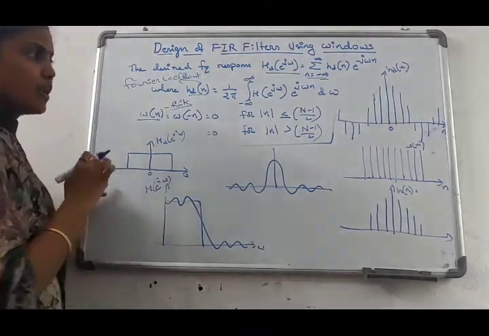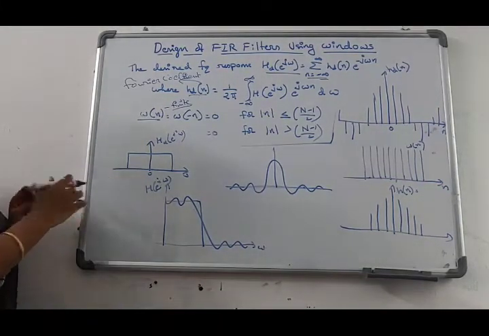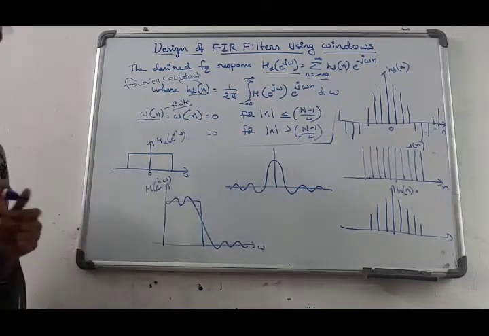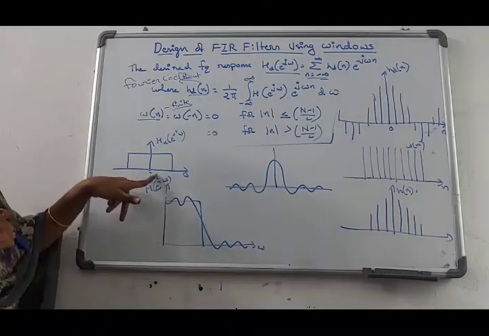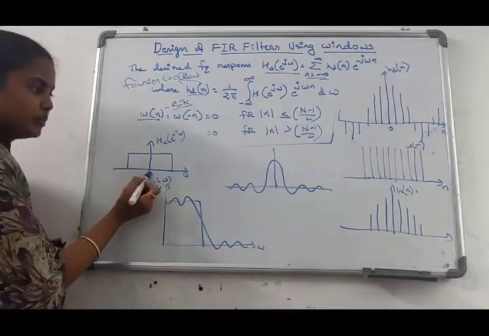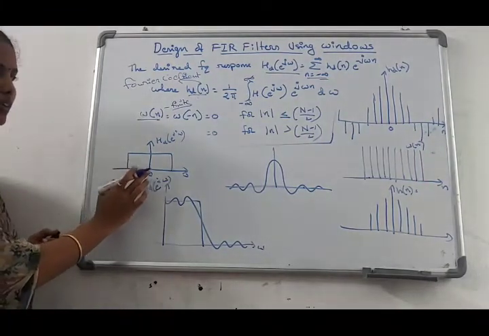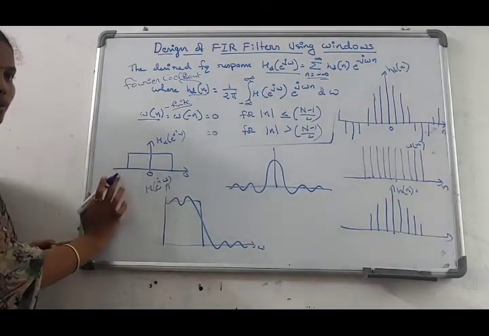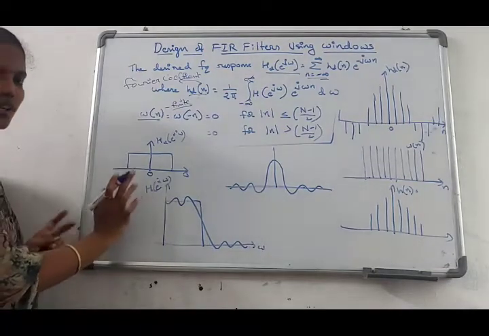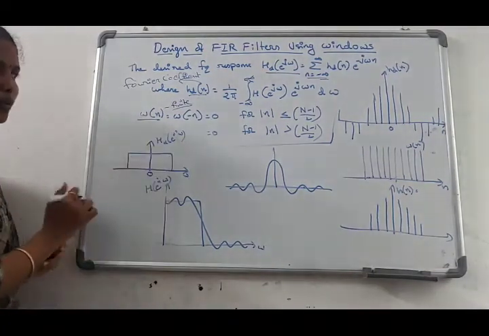First, let us take a rectangular window. So the first window is a rectangular window. I am taking one example. This is a rectangular pulse, not a window, which is represented as hd of e power j omega.